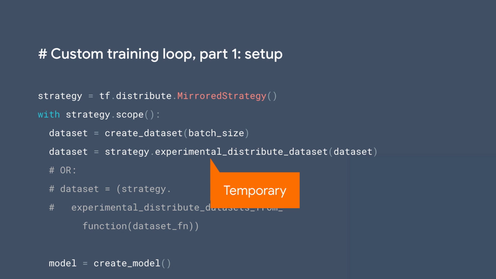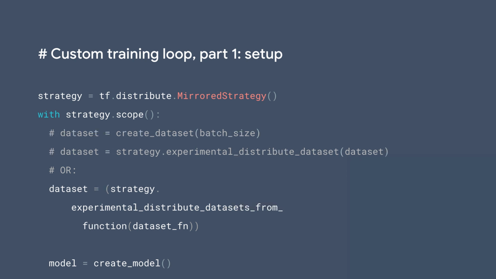For now, we need users to explicitly wrap their datasets using a strategy method we call experimental distribute dataset. In the future, we'll do this automatically for any dataset iterated inside a strategy scope. If the automatic splitting algorithm is inappropriate for whatever reason, you can manually specify how to split your dataset using a function that takes an input context and returns a dataset with a per-replica batch size.